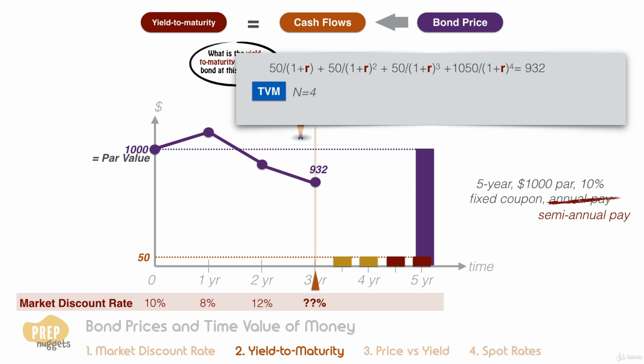N is 4, as there are 4 half-year periods left to maturity. PMT is 50, and the PV is the current market price of $932. Remember to key in the negative sign, as it is an outflow of cash from the investor. FV is the maturity rate of $1,000, and we solve for IY, which turns out to be 7%. Remember, each period here is half a year. Yield to maturity is an annual rate, so we have to multiply it by 2. So here we get a yield to maturity of 14%.